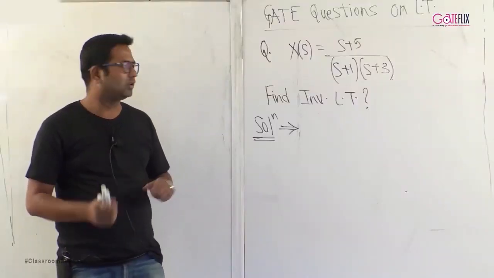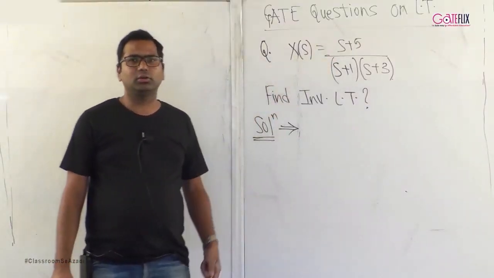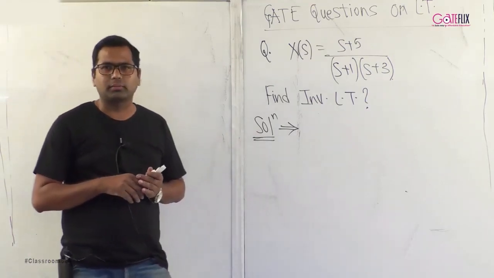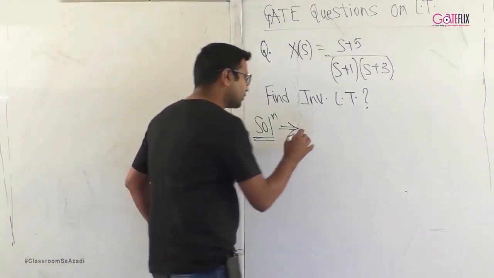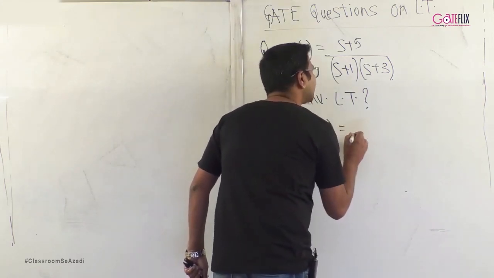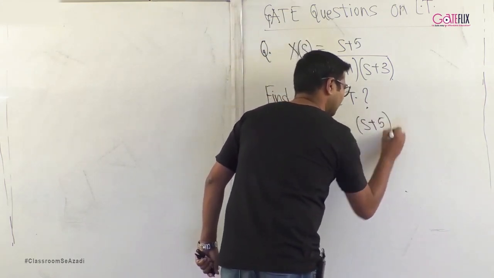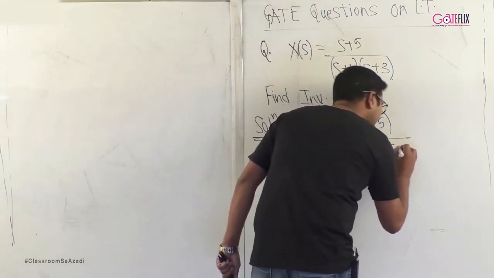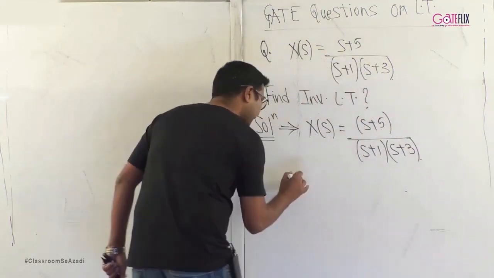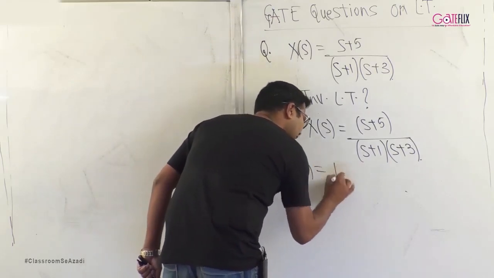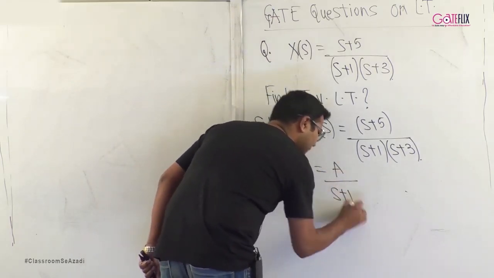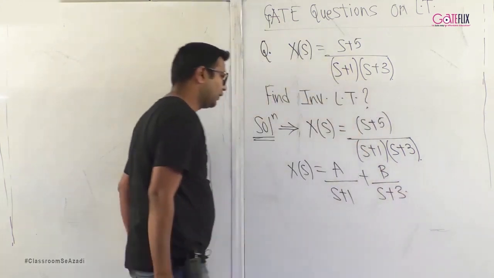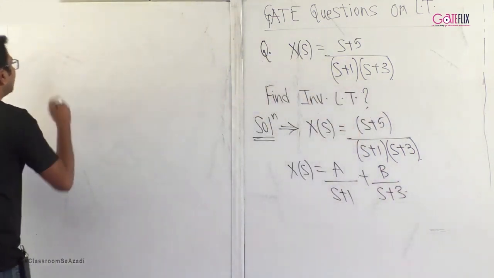In the next question, capital X of s is given to us. We have to find the inverse Laplace transform. We will solve this question by partial fraction expansion. Therefore, the question is s plus 5 divided by s plus 1 into s plus 3. If you apply partial fraction, we can write this as A upon s plus 1 plus B upon s plus 3. We have to find A and B.